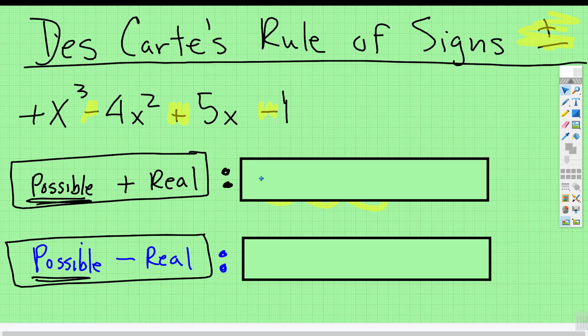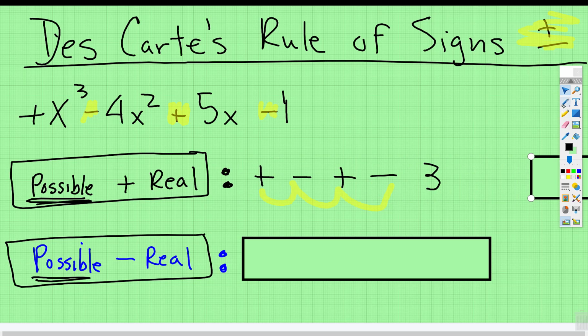In fact, this is what I recommend doing. Rewrite the signs: plus sign, subtract, plus sign, subtract, plus sign, subtract. And then you count the sign changes. It goes from positive to negative, that's one sign change. Negative to positive, that's one sign change. Positive to negative. So that was 3 changes. So there is a total possibility of 3 positive roots.